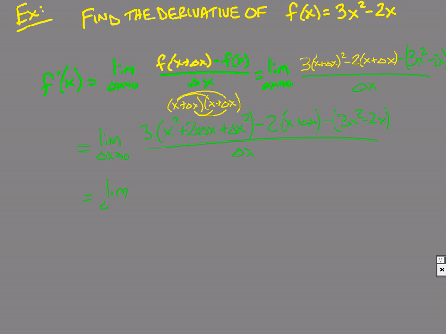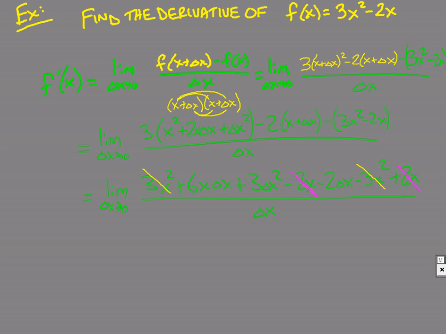Your next step then, the limit as delta x approaches 0. I'm just going to FOIL this through. I now have 3x squared plus 6x delta x plus 3 delta x squared from this part here in the first. Right here, now I've got to distribute the negative 2. So negative 2x minus 2 delta x, and then this part here, negative 3x squared plus 2x when I distribute that negative through. And remember, this is still all over delta x. And again, we should be looking for things that are going to cancel out. This is always going to happen. We're going to have the 3x squared canceling out. I have a negative 2x and a positive 2x, so those will cancel each other out.